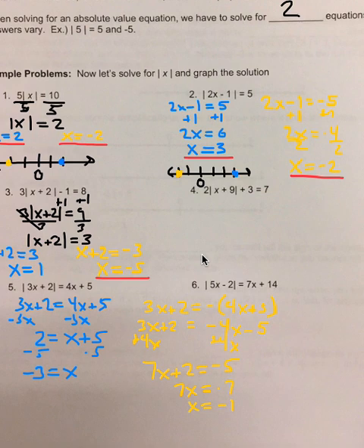Now I need to check my answers. When I do that, I plug this negative 3 back into the original equation. So I have the absolute value of 3 times negative 3 plus 2 equals 4 times negative 3 plus 5. So now I'm going to give you a little hint. I'm going to do the right-hand side first. I get negative 12 plus 5, which is negative 7.